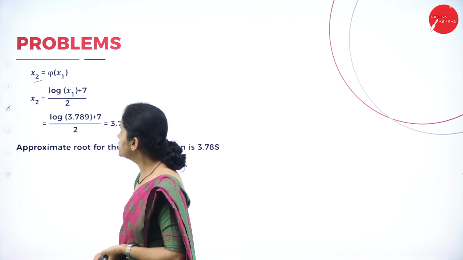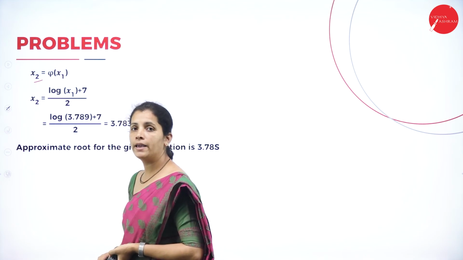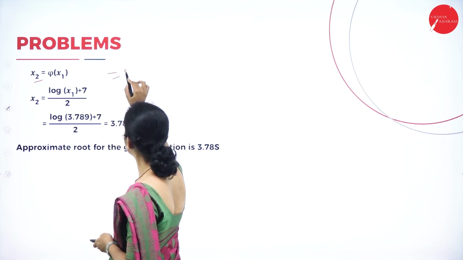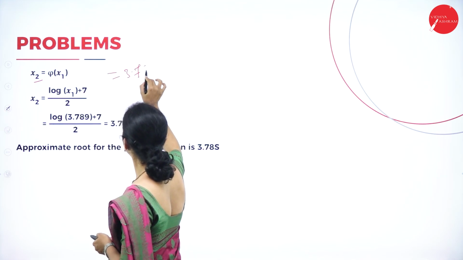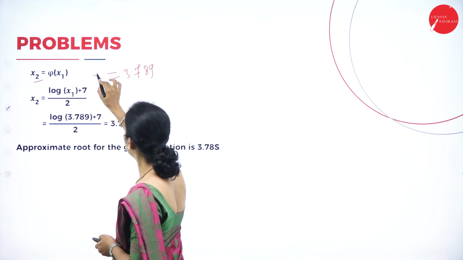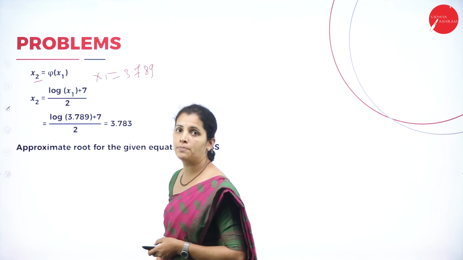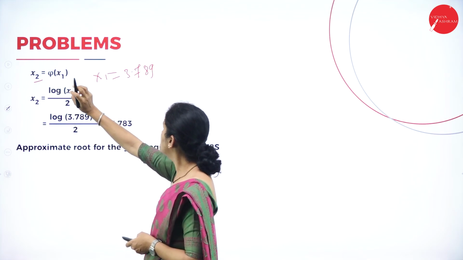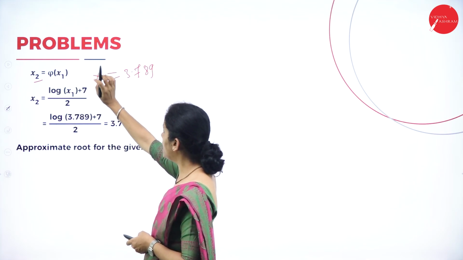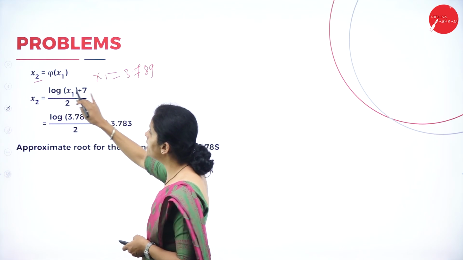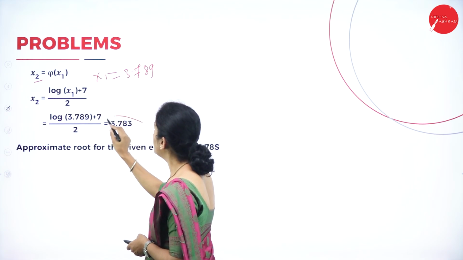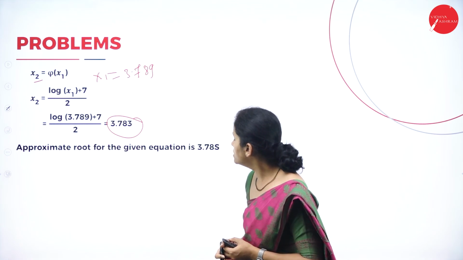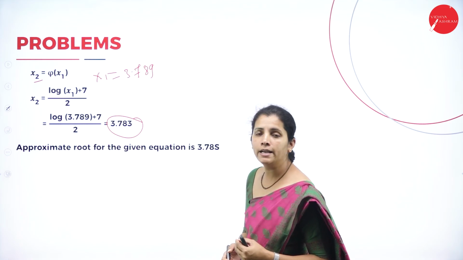Now, this is my next iteration. So, iteration 2 equals phi of x1. So, what is x1? That is 3.789. So, this is my x1. And I am going to substitute it in this equation. So, log of 3.789 plus 7 divided by 2, I will get 3.783. So this is the approximate root.